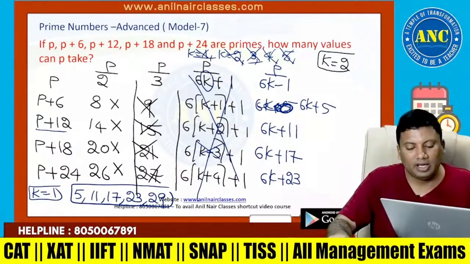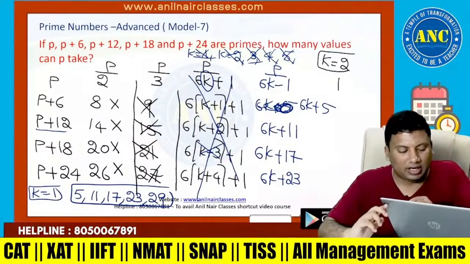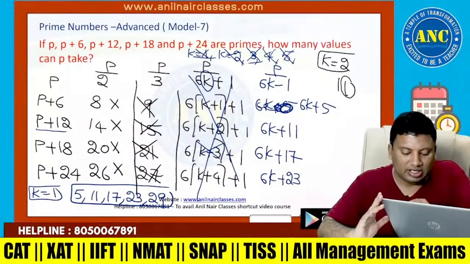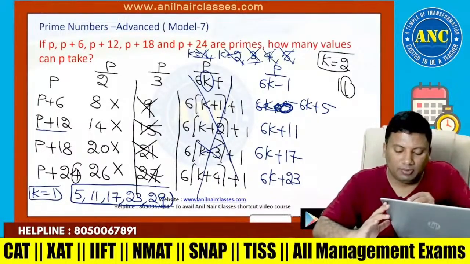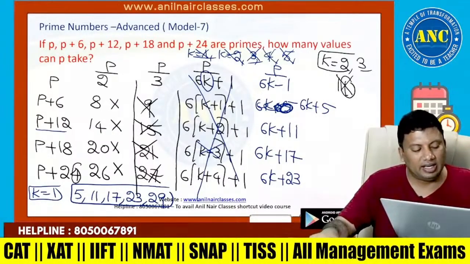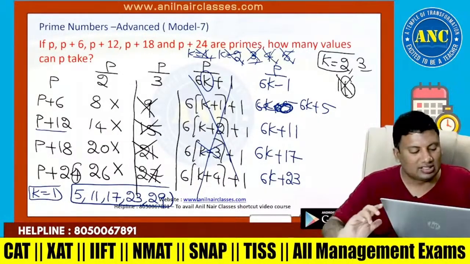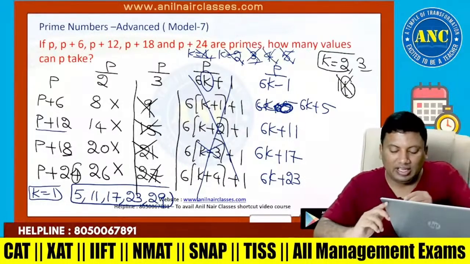But if I keep k equals 2, 6 into 2 is 12, 12 minus 1 is 11. The unit digit is 1, and P plus 24 has unit digit 4; the answer will be divisible by 5. This is out. If I put k equals 3, 6 into 3 is 18, 18 minus 1 is 17. 17 plus 18 is 35, which is divisible by 5.